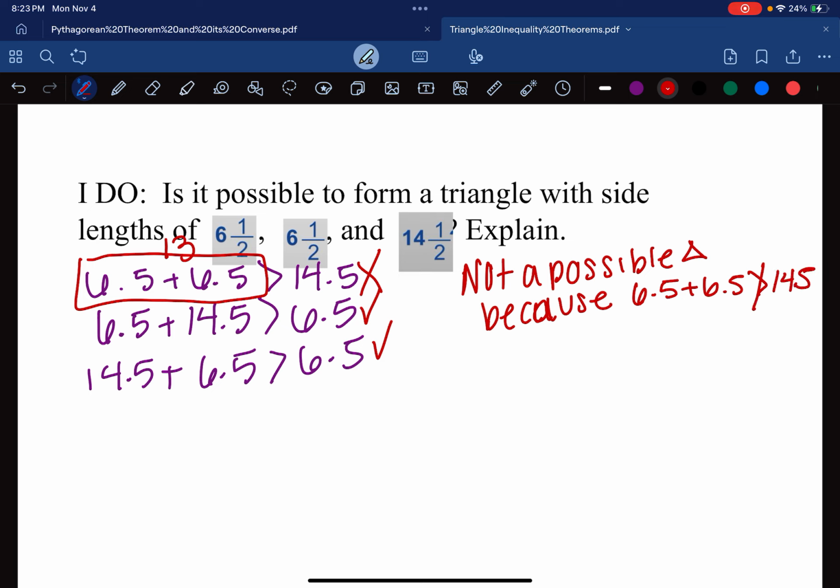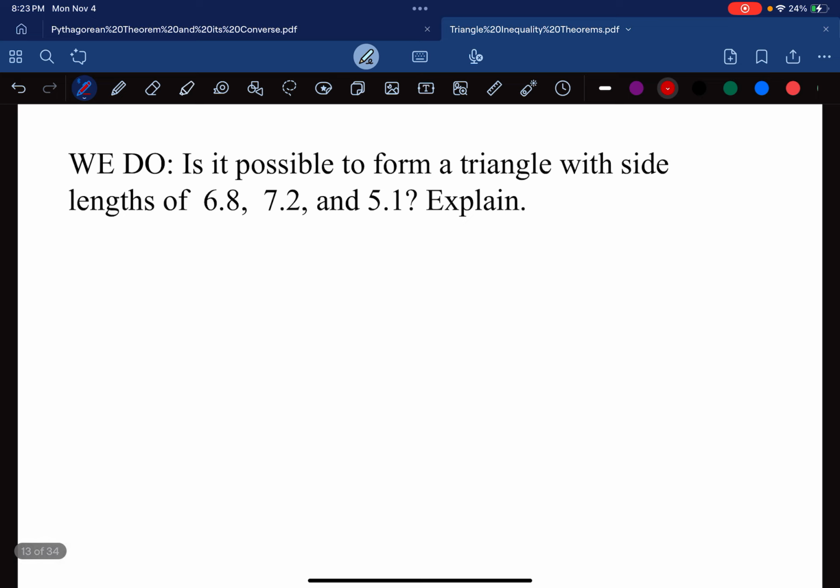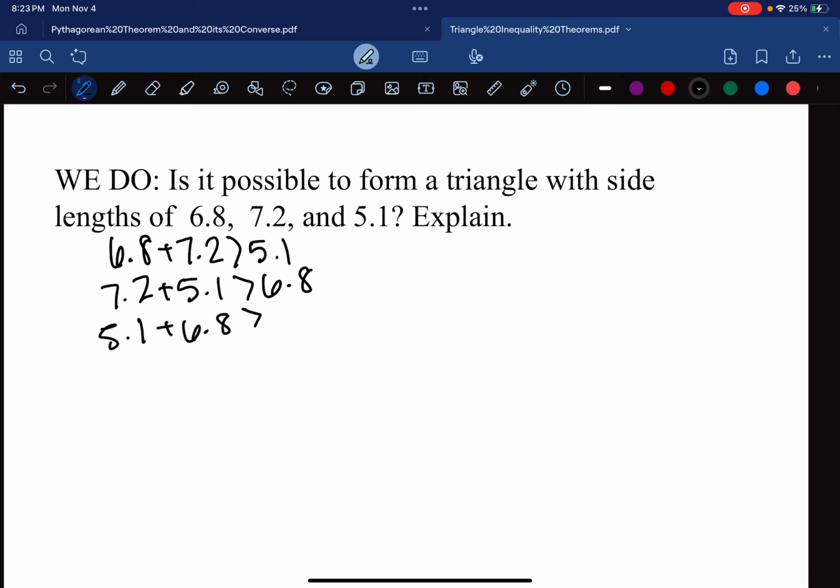So go ahead and try the we do and the you do. Pause it, try it, and then come back. For this one, you should have done 6.8 plus 7.2 greater than 5.1. 7.2 plus 5.1 greater than 6.8. 5.1 plus 6.8 greater than 7.2. And all of these work out, so it is possible.